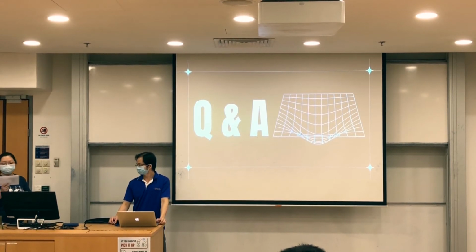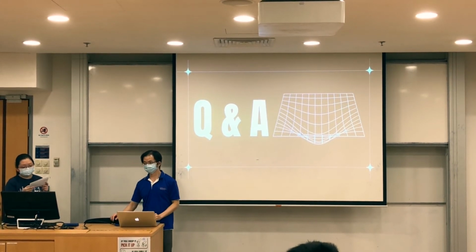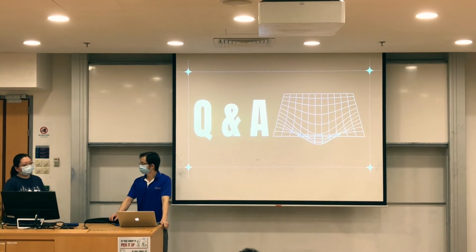Okay, I can ask the first question. I have a few questions. Okay, sure. So, we know that there are three types of geometry. So, which geometry are we in?